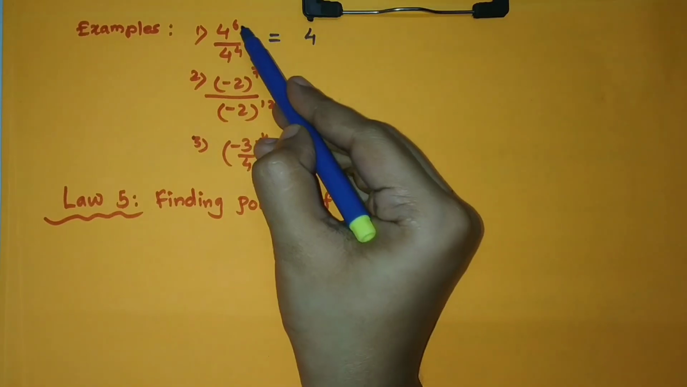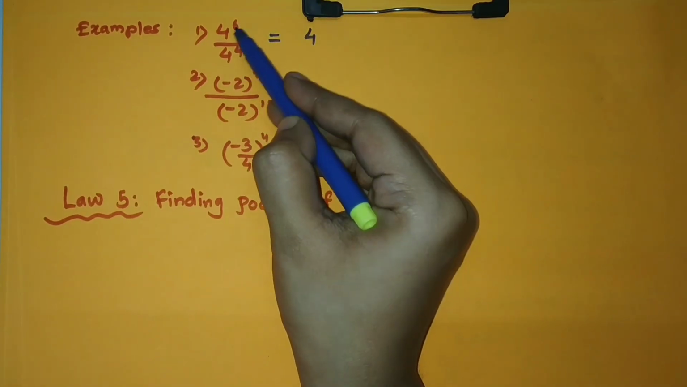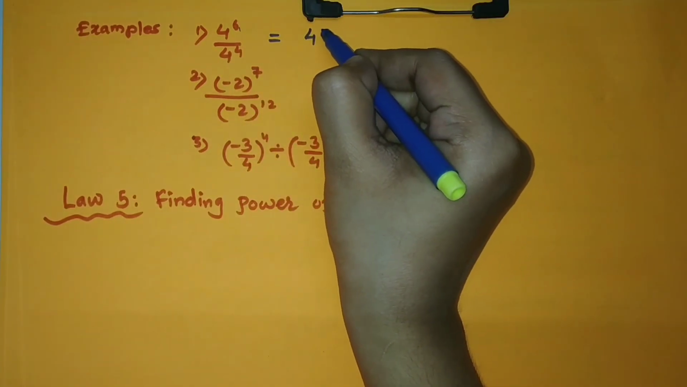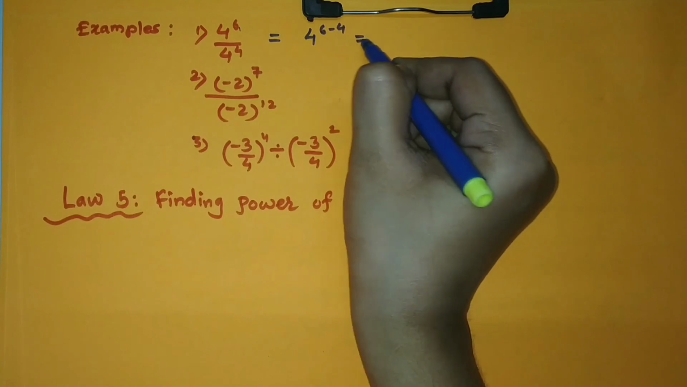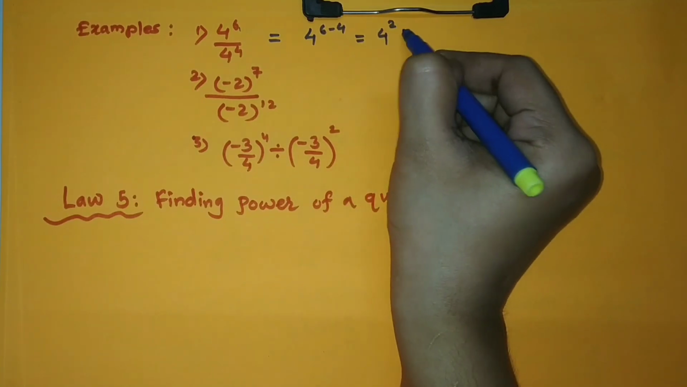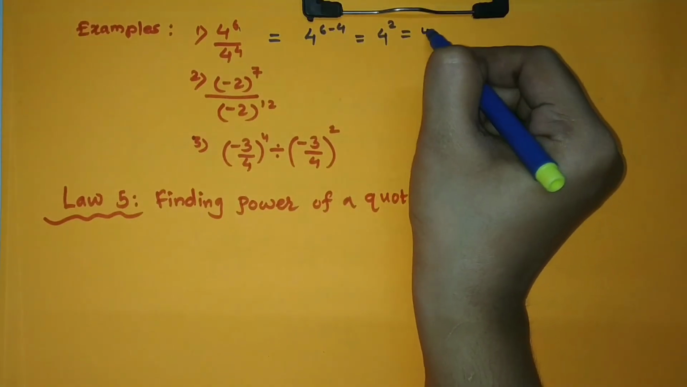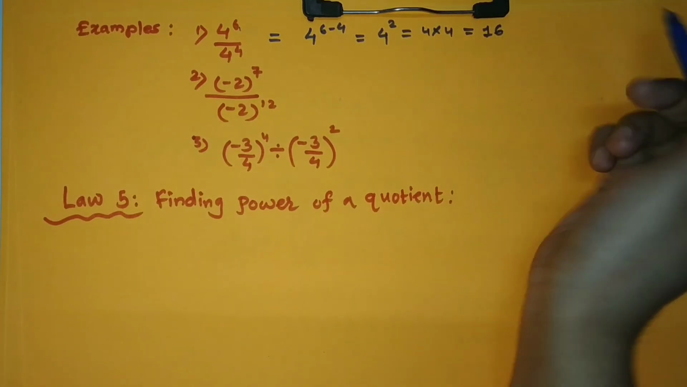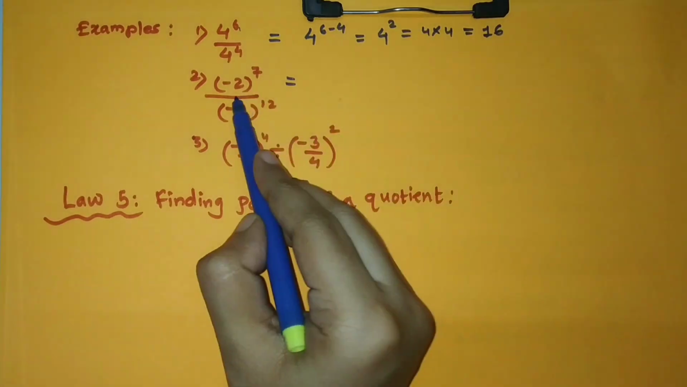4 to the power, here 6 is greater than 4, this power is greater than this power, that is m is greater than n. So you just need to do 4 to the power 6 minus 4. That means you will get 6 minus 4, 2. 4 square means 4 into 4, what do we get? 16. So you will get just 16.